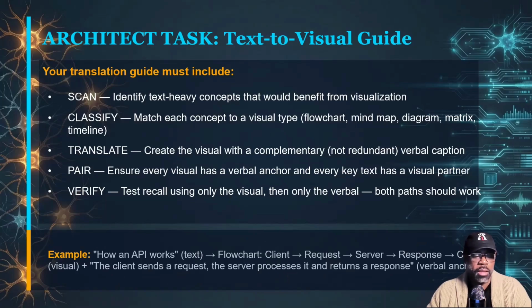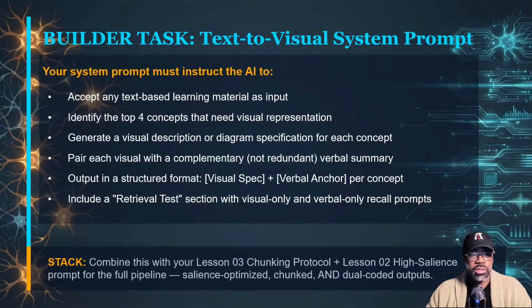Okay. Now for my builders, you guys are doing the system prompt, right, to instruct AI to help you. So accept any text-based learning material as input. Again, it could be a research paper or white paper. It could be an article that you read. It could be a transcript from a YouTube channel. So just think about something that's text based or that could be converted over to text. And that's going to be where you start.